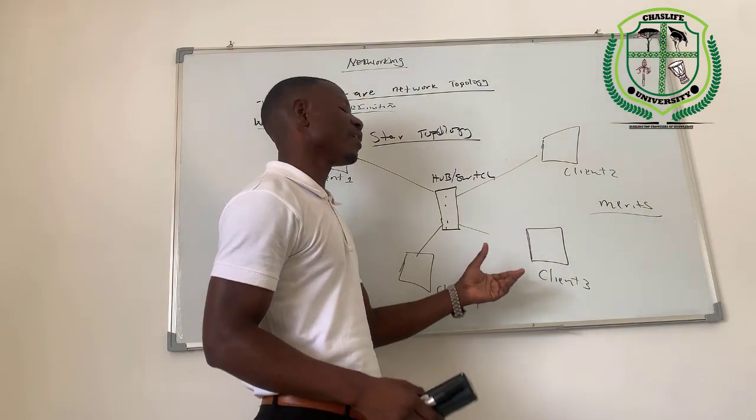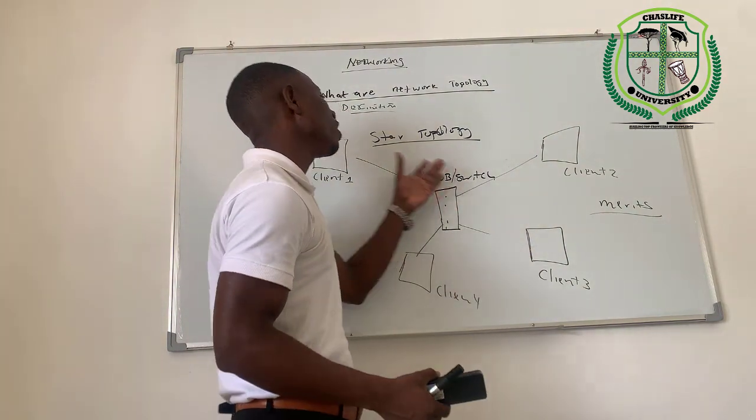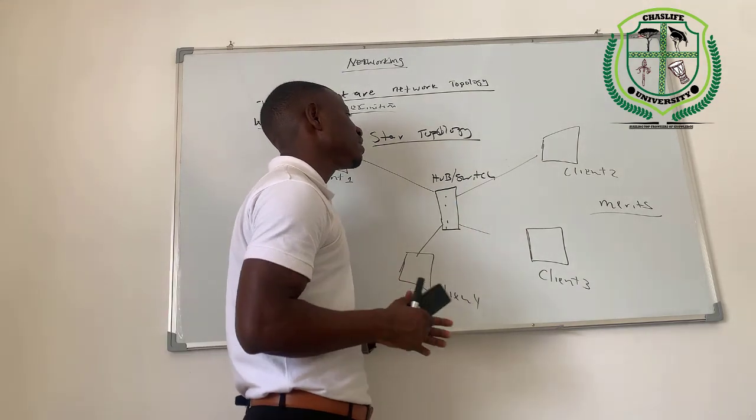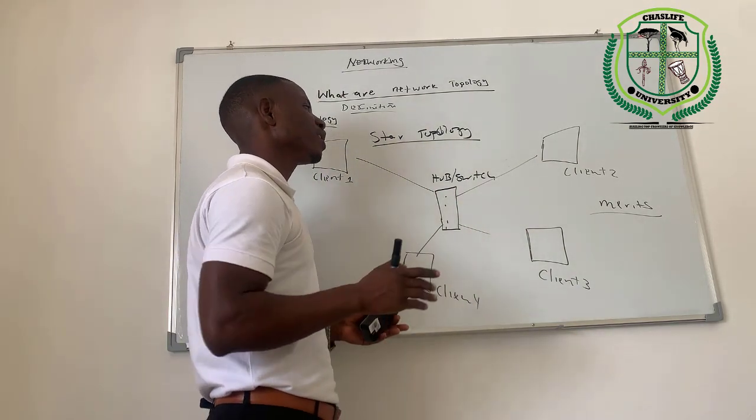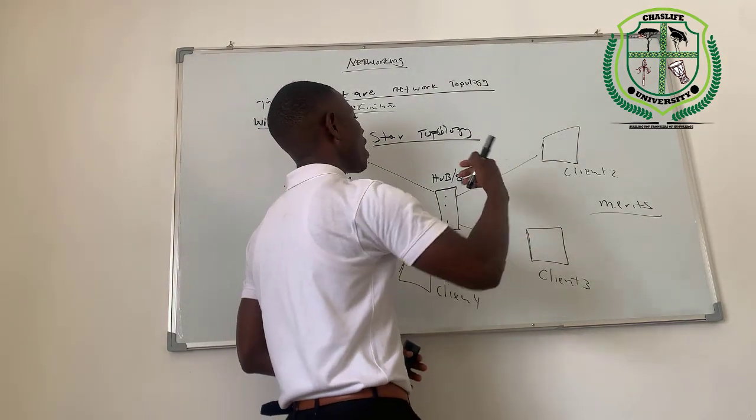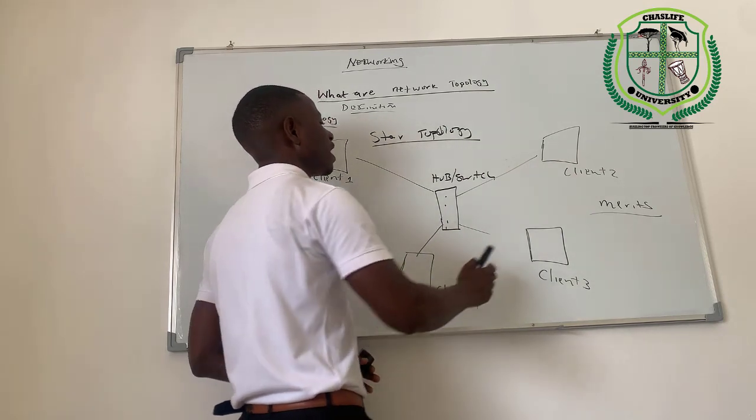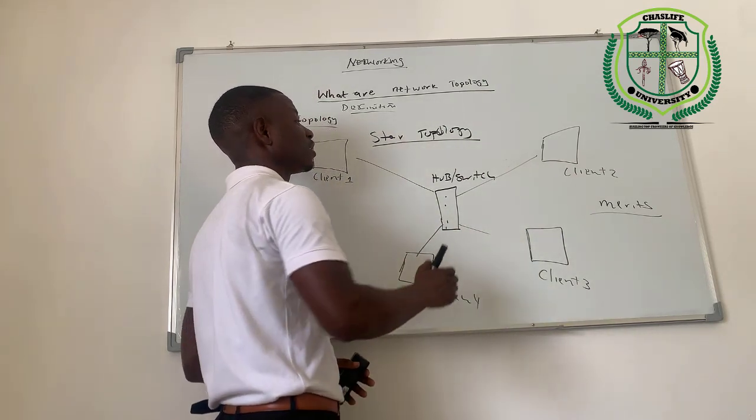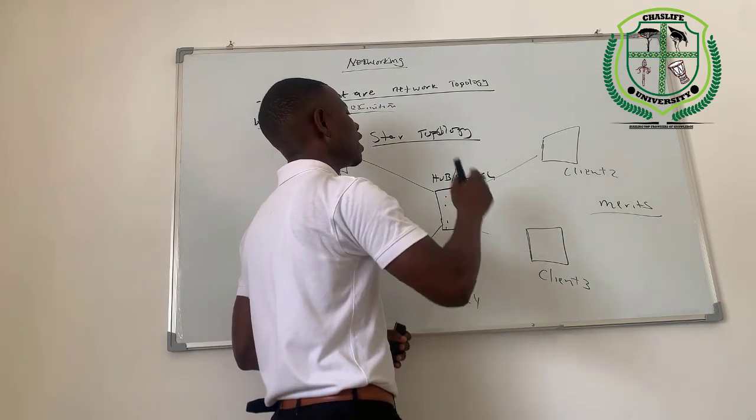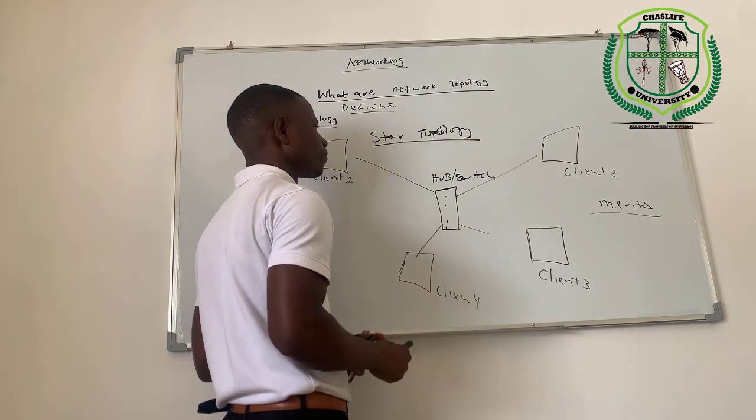Maybe you have a cable interruption. If there is a cable interruption in one of these computers, the networking will still be taking place. So the networking will not be affected. That is one of the advantages of star topology. If any of these computers is disconnected from the network, it will not be affected. Networking will still continue.